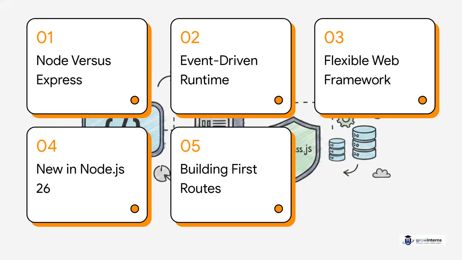Here's our roadmap for today. We're going from high-level backend concepts all the way to writing your very first lines of server code. We'll be looking at Node versus Express, the event-driven runtime, flexible web frameworks, what's brand new in Node.js 26, and finally, building your first routes.